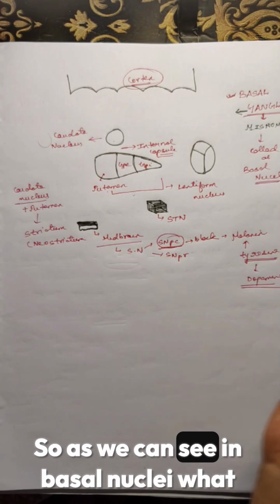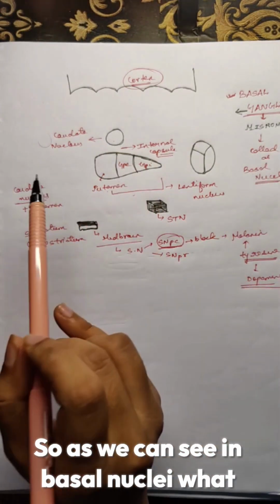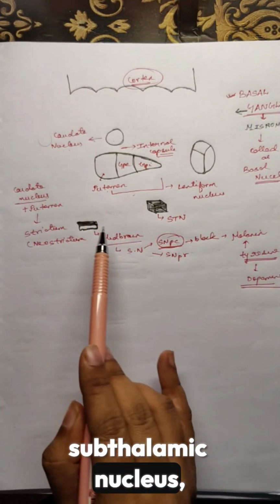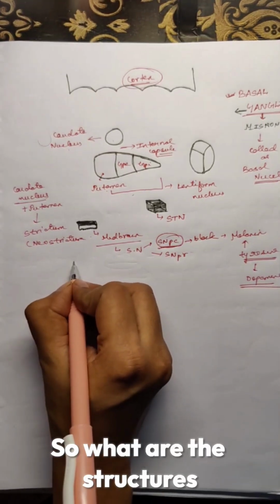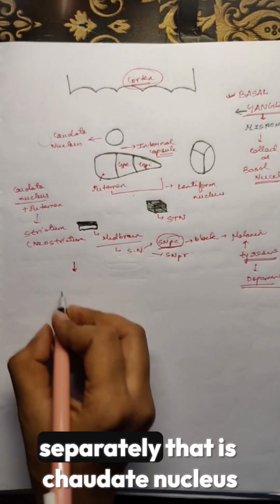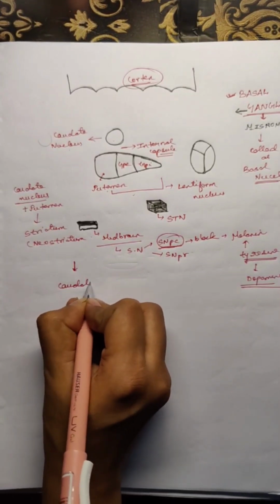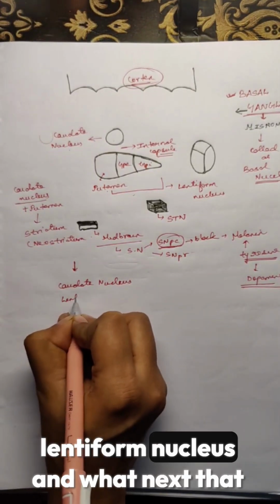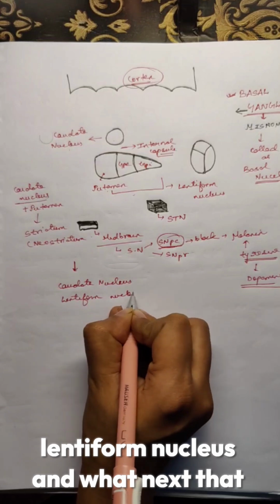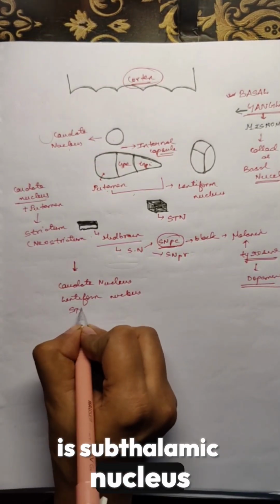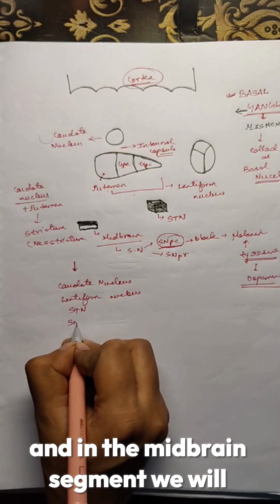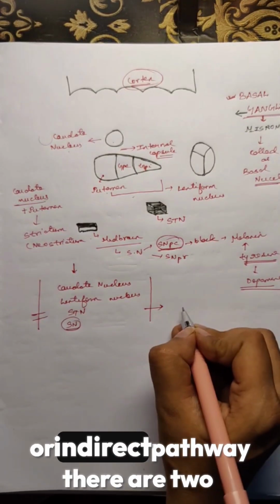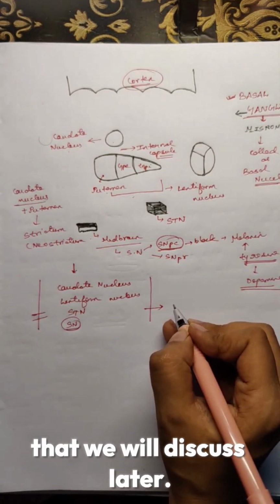So in basal nuclei, the structures that are included are the caudate nucleus, the lentiform nucleus, the subthalamic nucleus, and the midbrain. So what are the structures that form it? We should write it separately. That is caudate nucleus, lentiform nucleus, and what next? That is subthalamic nucleus, and in the midbrain segment we will refer to the substantia nigra. So these all together will form the basal ganglia, and there are two separate pathways, the direct and indirect pathway, that we will discuss later.